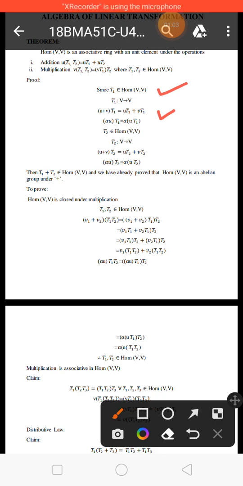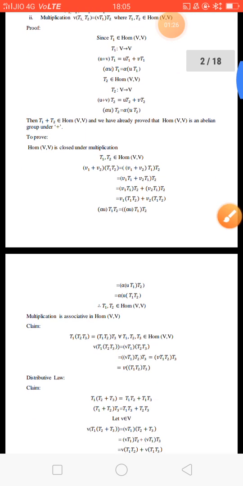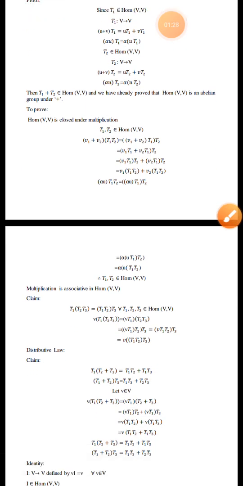And if T2 belongs to Hom(V, V), or T2 is a mapping from V to V, then (U + V)T2 = UT2 + VT2, and (αU)T2 = α(UT2). Then T1 + T2 belongs to Hom(V, V), and we have already proved that Hom(V, V) is an abelian group under addition.